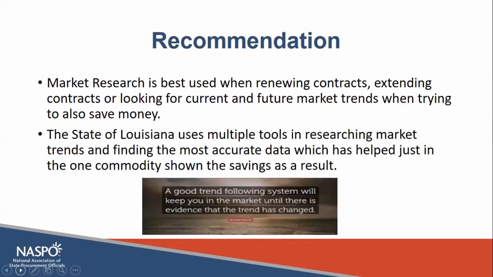So with the recommendation, we find that when you're renewing or extending contracts, or looking at current or future market trends to save money, Procurement IQ, CPI, PPI, GovWin, and Google all are essential in making sure we're saving the taxpayers' money by getting the best savings for the state. Like I said, we use several tools, and it just helps us find the most accurate data. We use both recent price and forecast price in Procurement IQ when determining if we should renew or not.